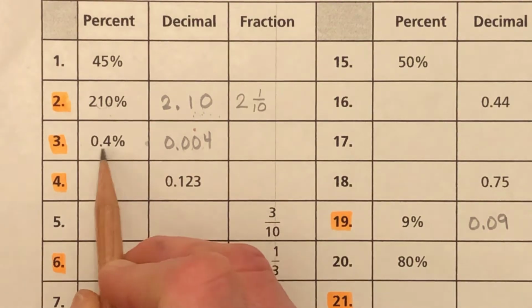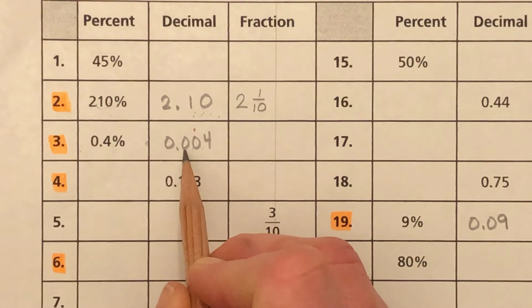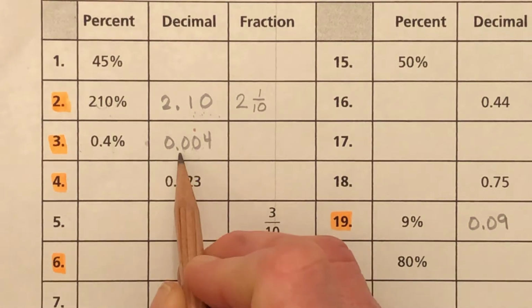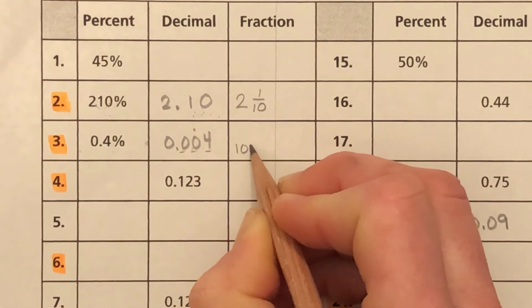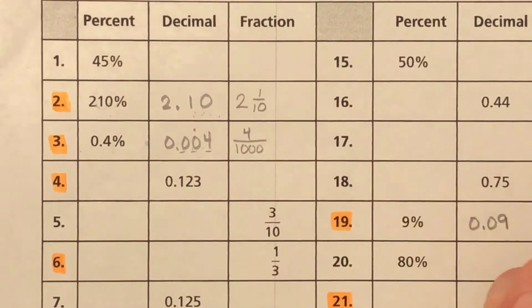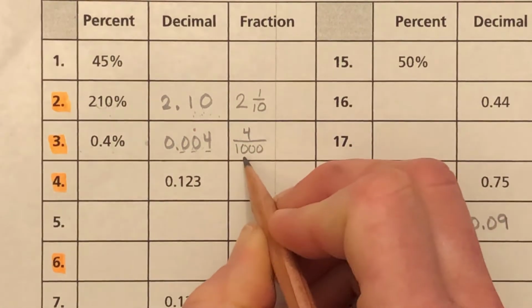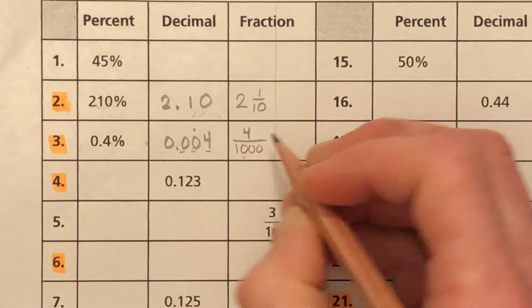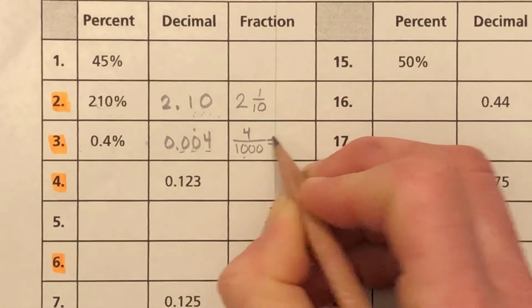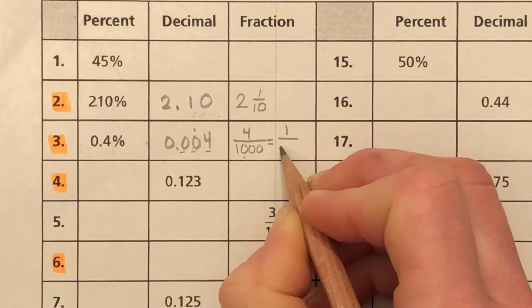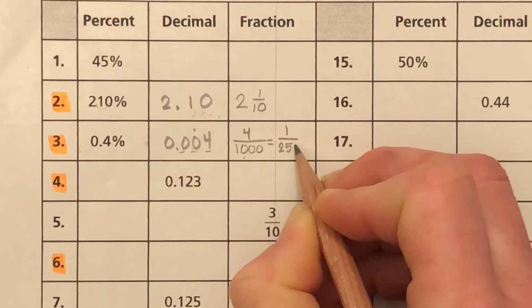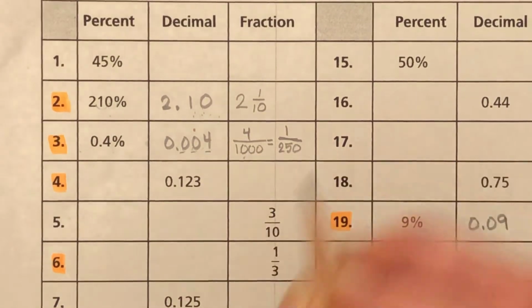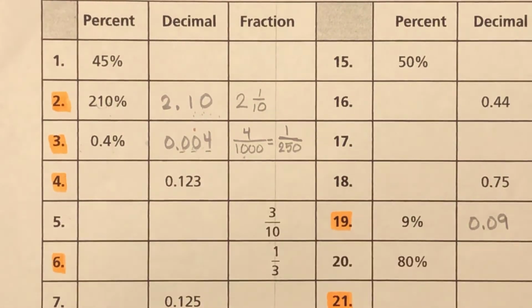4%, you move the decimal left two places and you get tenths, hundredths, thousandths, 4 thousandths. It's got 1, 2, 3 digits after the decimal, so my denominator will have 3 zeros. This is reducible. 4 goes into 1,000, so I can reduce them both by 4. 1, let's see, 4 goes into 10 two times, with 2 left, so 250. 4 goes into 1,000 250 times. I did the long division in my head. Don't worry if you need to write yours out.